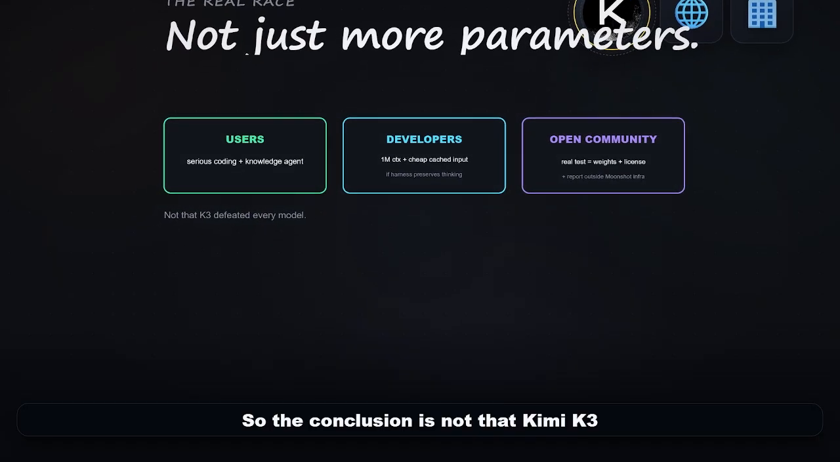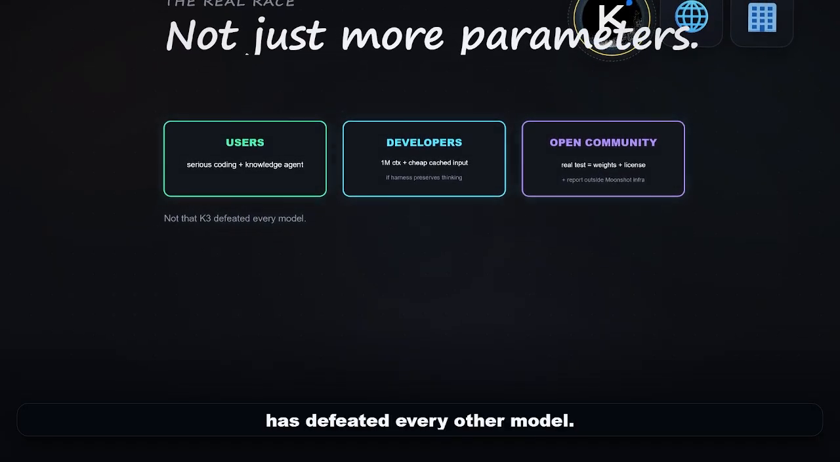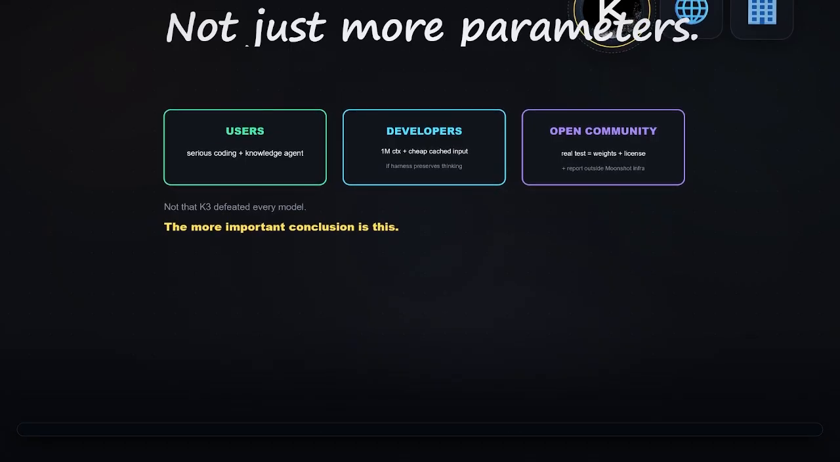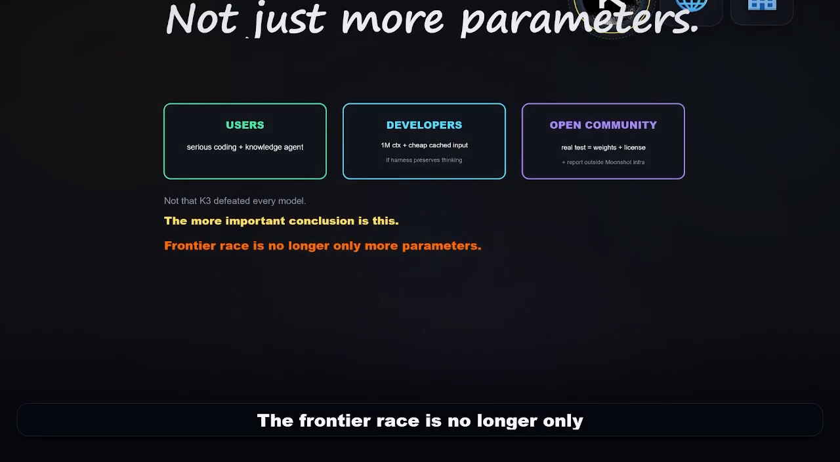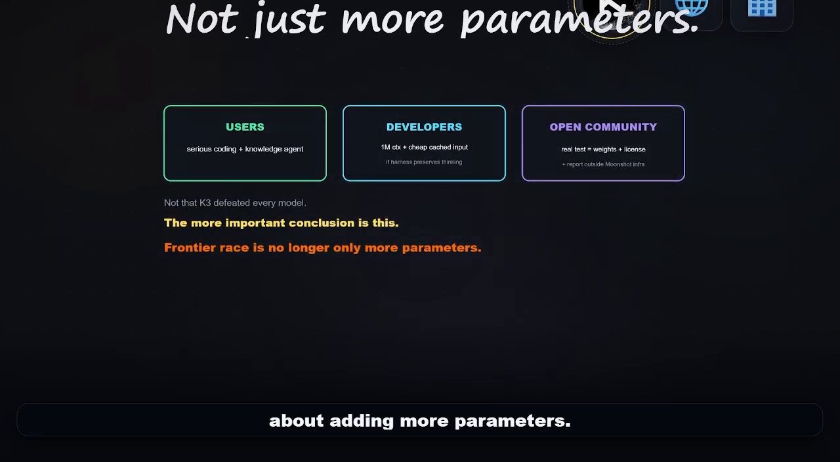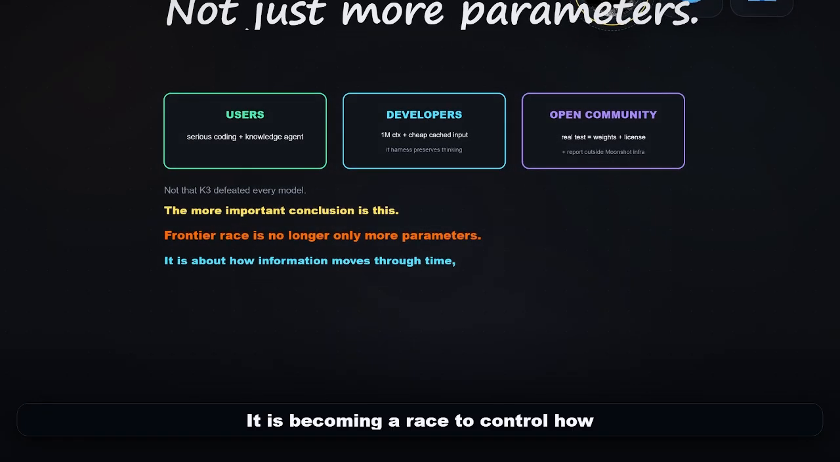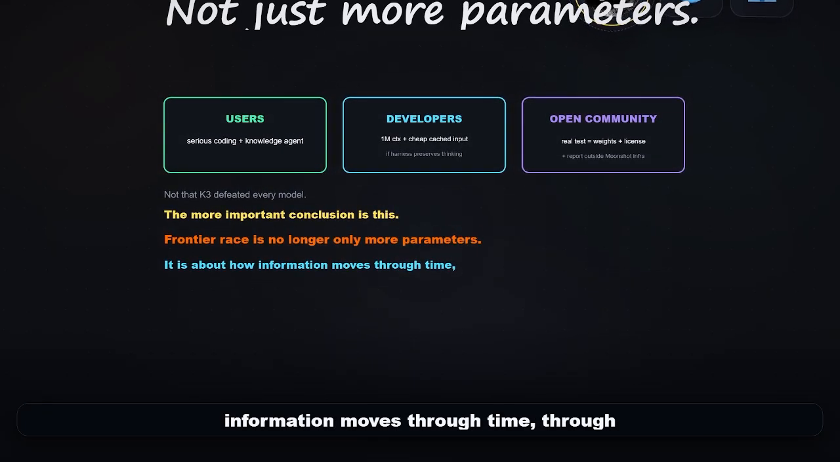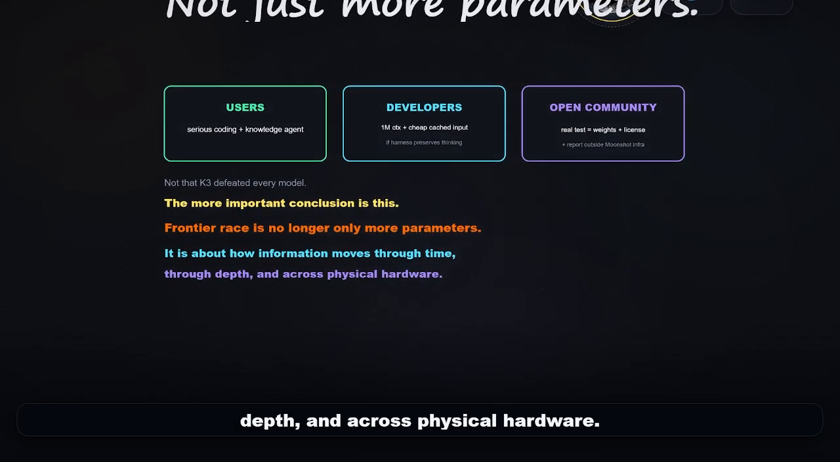So the conclusion is not that Kimi K3 has defeated every other model. The more important conclusion is this: the frontier model race is no longer only about adding more parameters. It is becoming a race to control how information moves through time, through network depth, and across physical hardware.